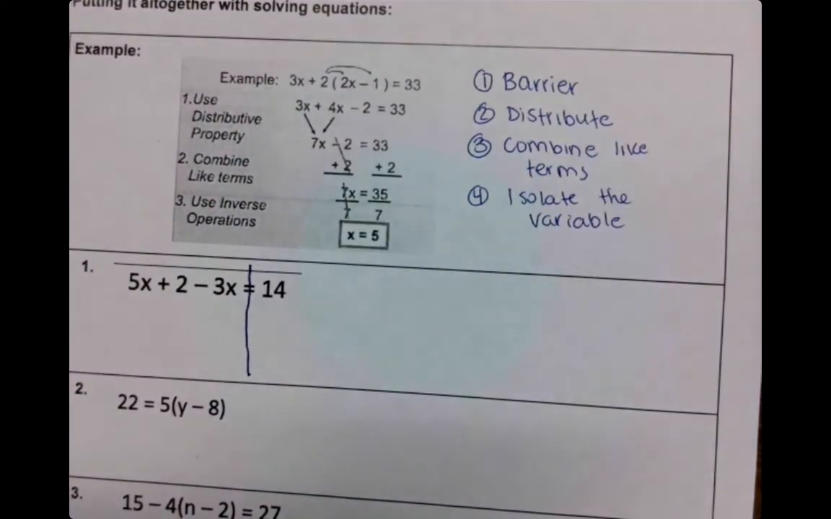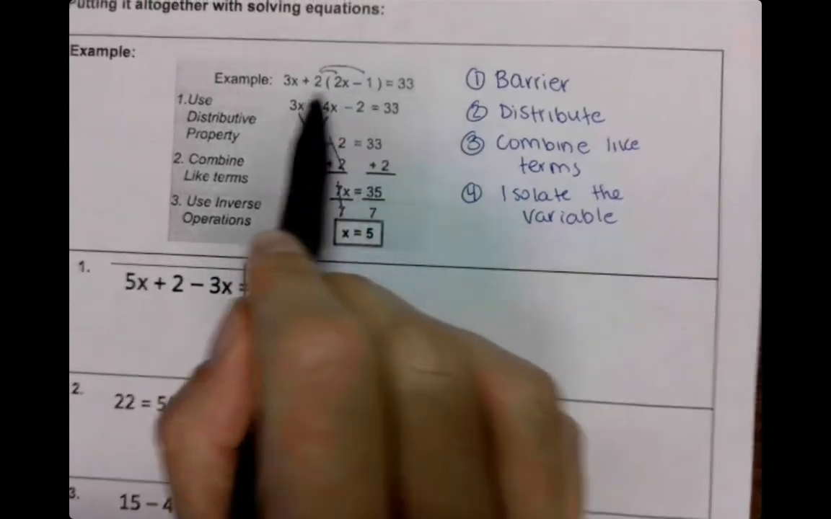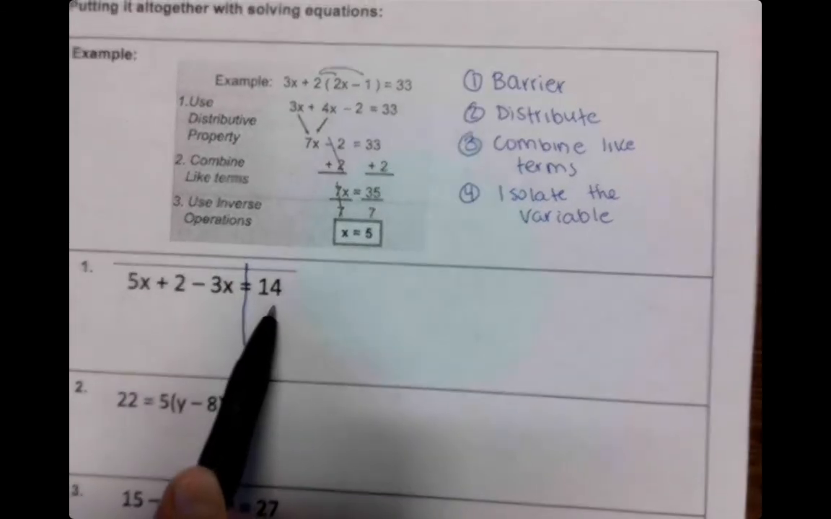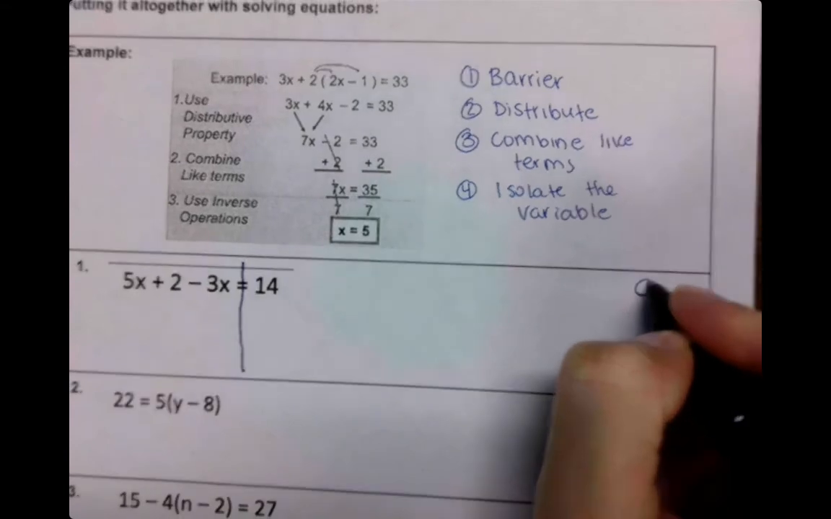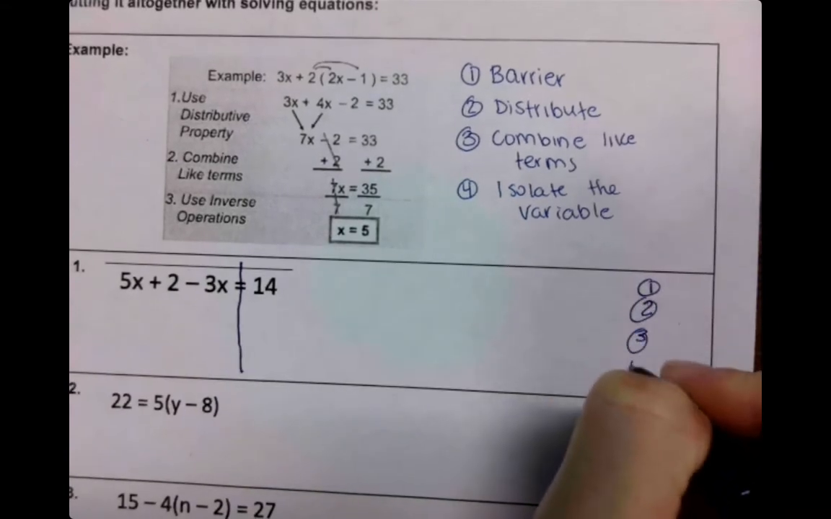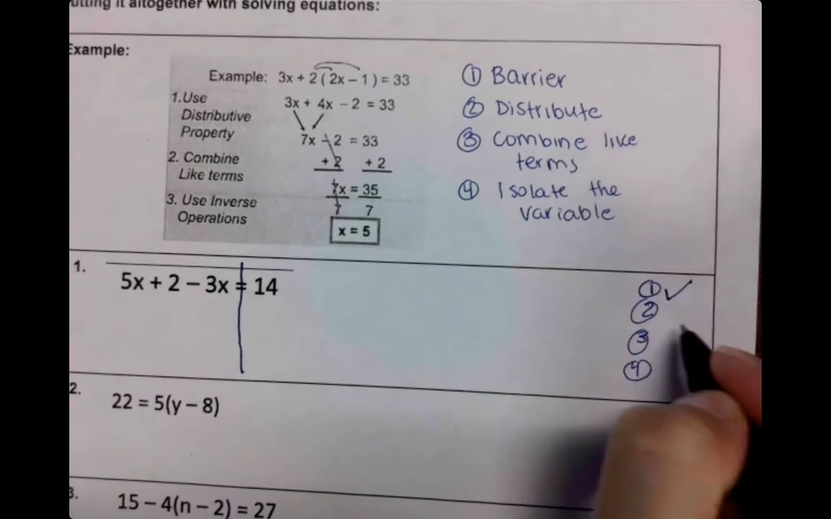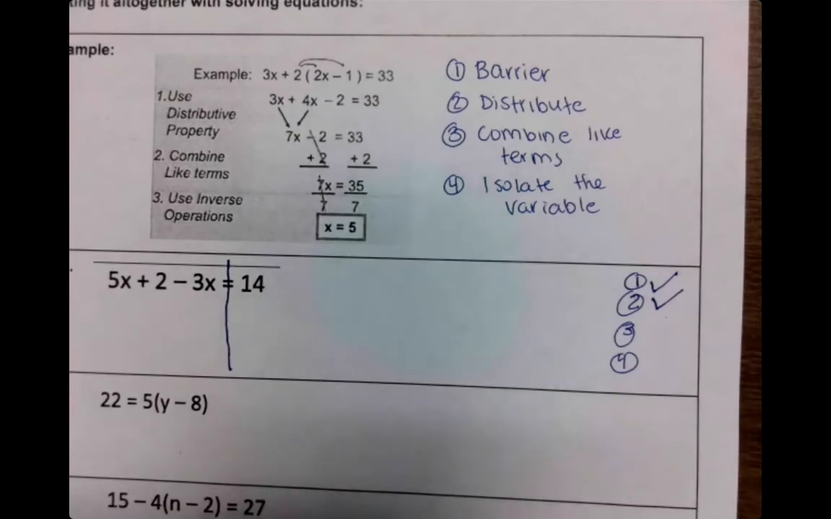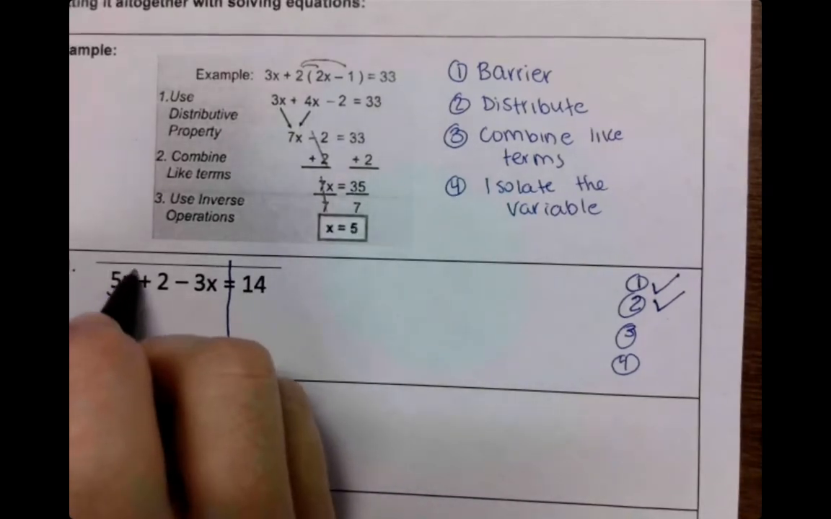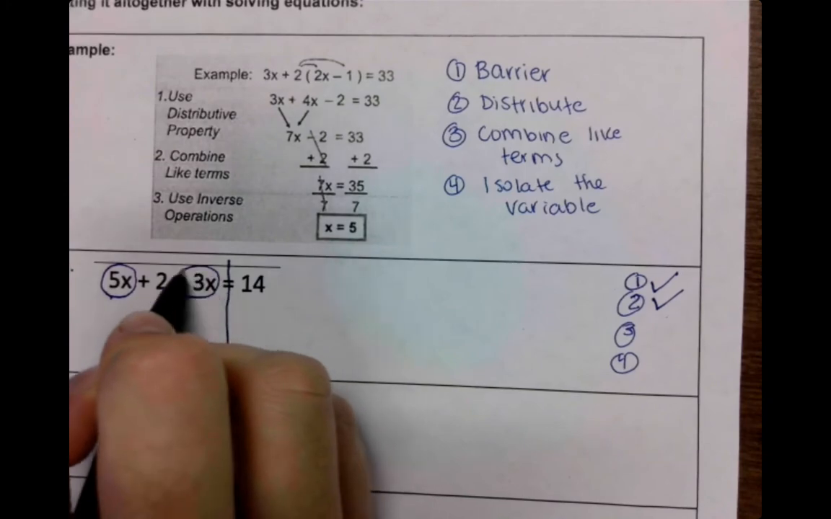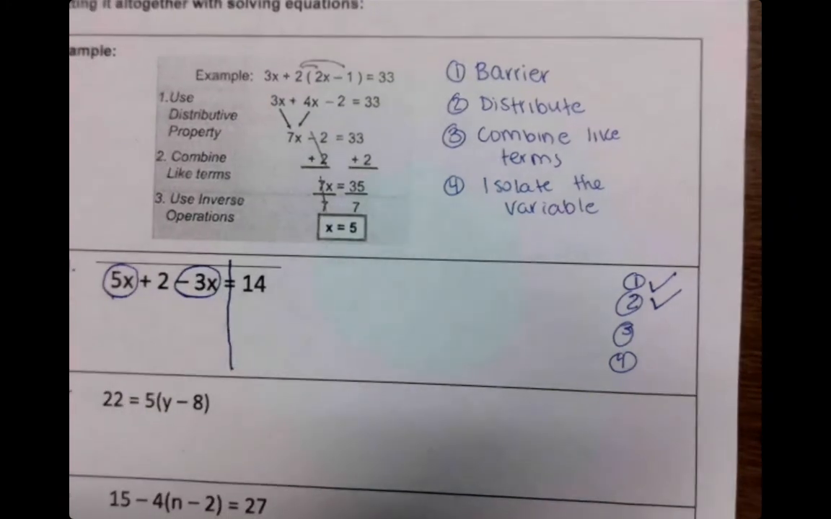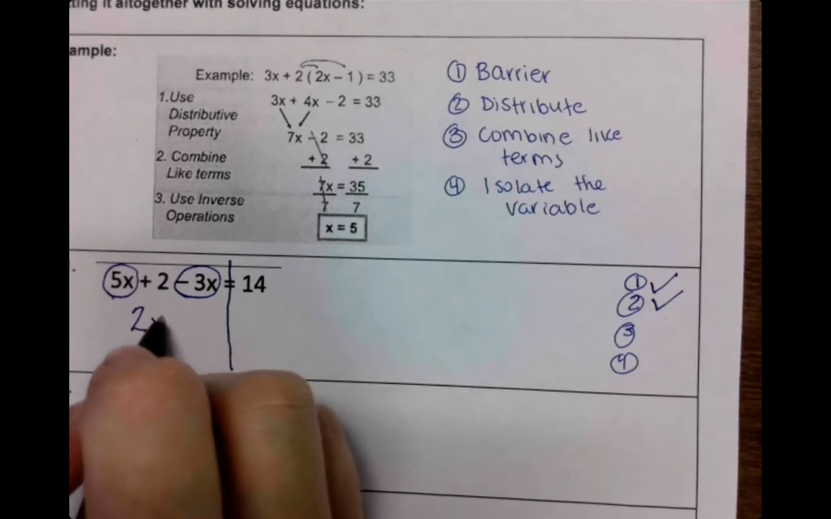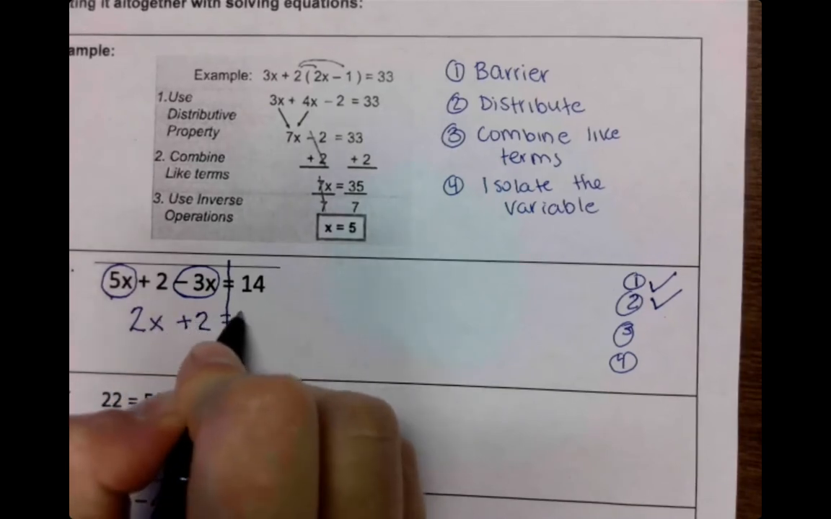Okay, so again, barrier, and then we look for, is there a number outside parentheses? Like in this example right here, is there a number outside parentheses in our number 1? No. So if we do our steps over here, barrier's good. Distributing is good because there is none. Combining like terms: is there anything that can be combined? We have a 5x and a negative 3x. So 5 minus 3 is 2x plus 2 equals 14.